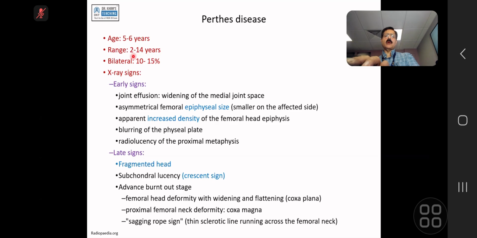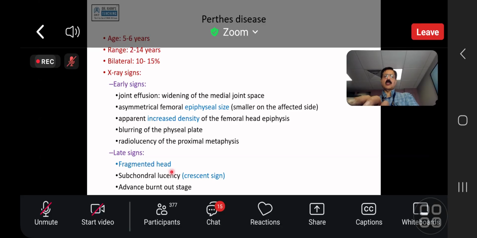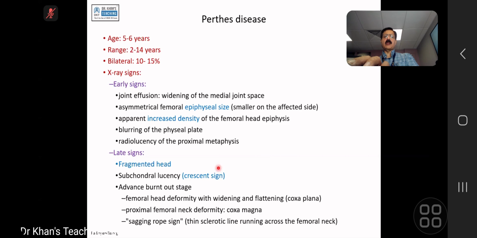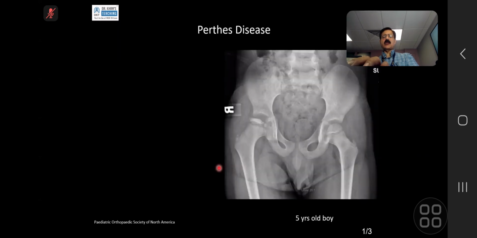So Perthes disease ranges between 2 and 14 years, but 5 and 6 is the most common. Please remember 10 to 15% are bilateral. And there can be early signs and there can be late signs. And this was subchondral lucency, which is the crescent sign, which the candidate did very well. In late signs, of course, it can be fragmented head. And when it is bilateral, the differential diagnosis is very important for your exam. I'll project the differential shortly.